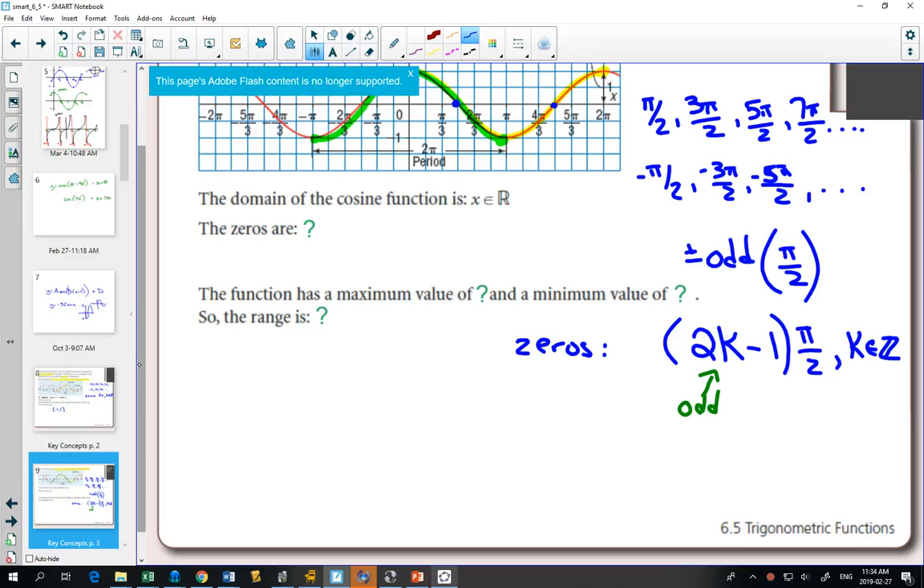Or another thing you could notice is that the distance between x-intercepts is always pi. So another way of writing the exact same thing would be to say, I'm going to start with one of them, which is pi over 2, and then I could add or subtract pi as many times as I wanted, where k is any integer.